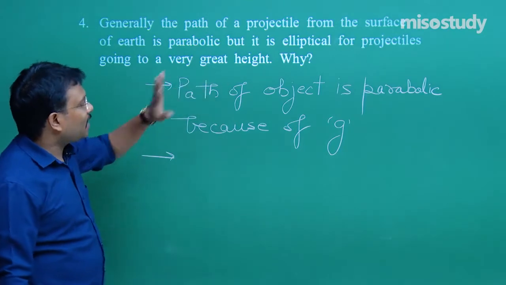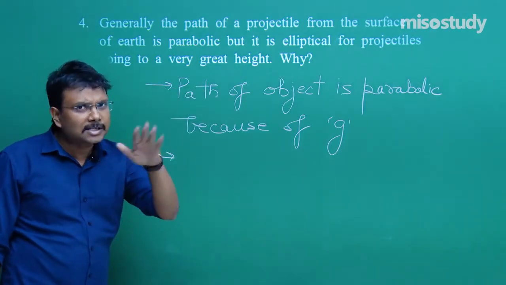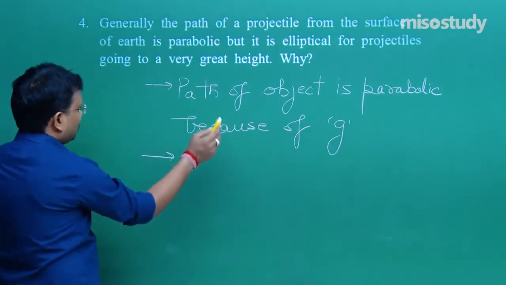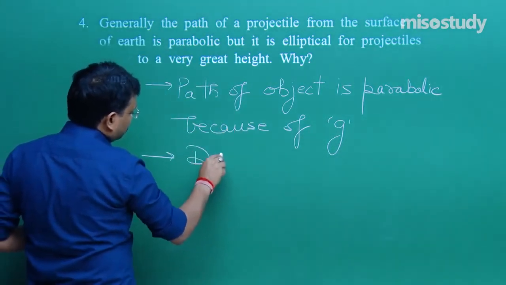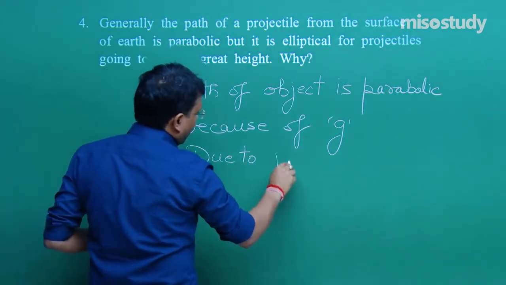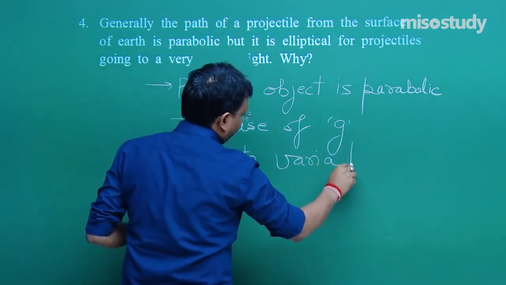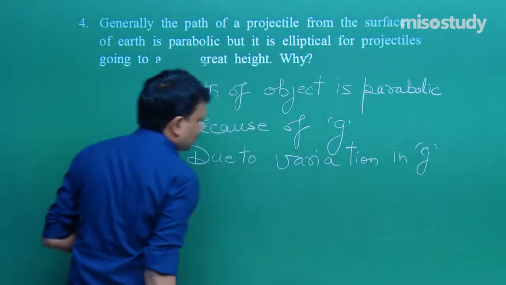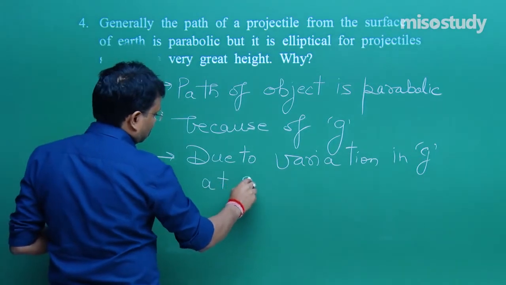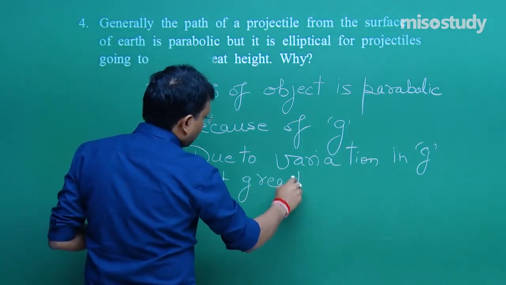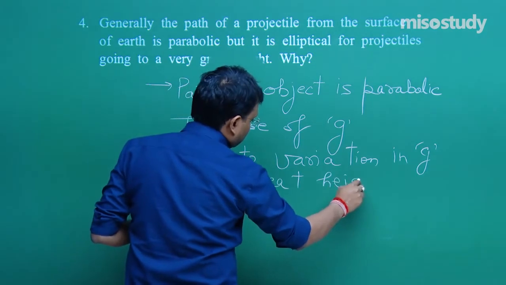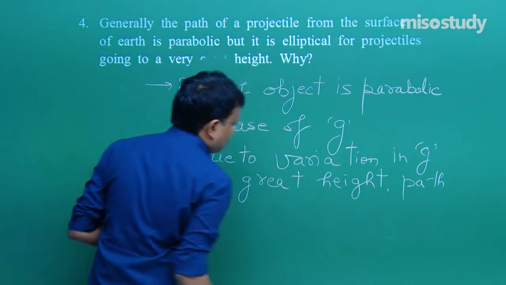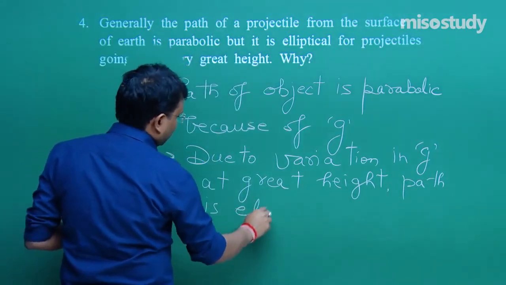So for a very great height the value of g will start varying, okay. So when the value of g starts varying, then you can say due to variation in g at great height, path is elliptical.